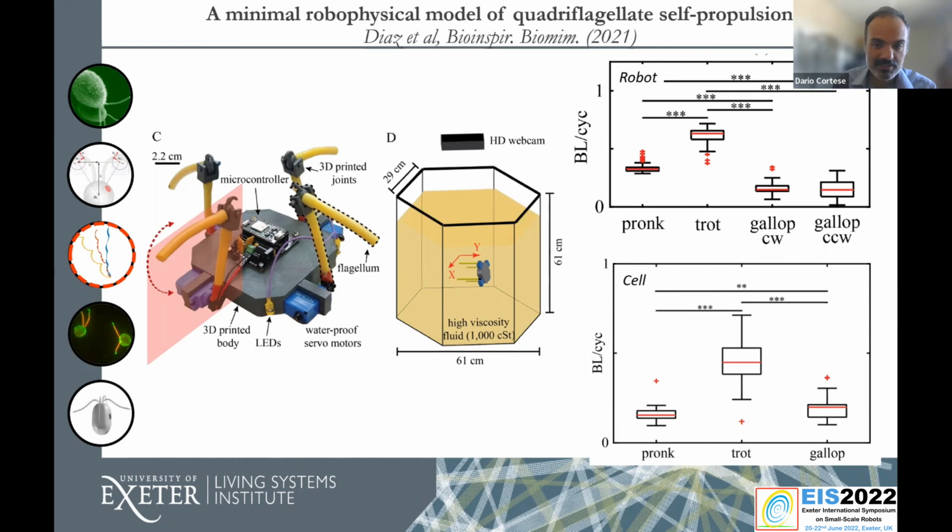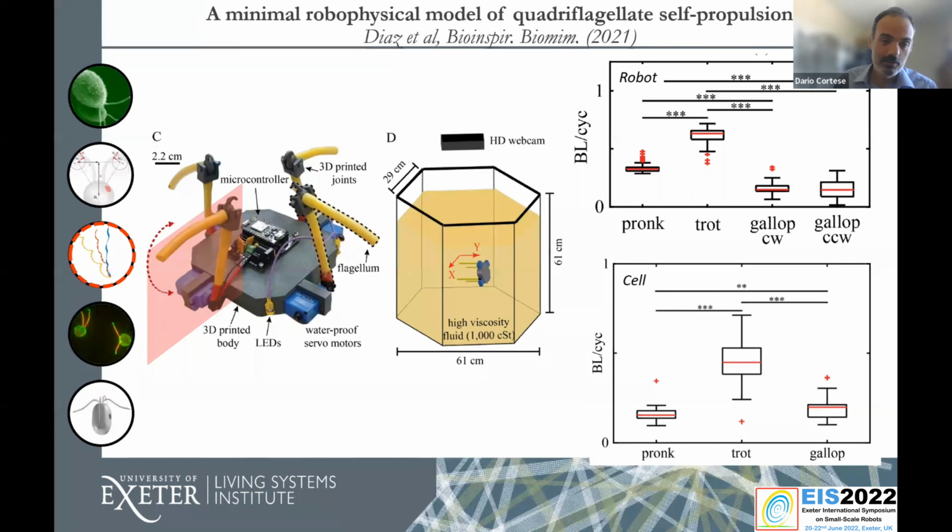And this robot has a scale of a few centimeters. Its flagella are made by 2 rods and 3D printed joints, and powered by servo motors, and the microcontroller in the center is Wi-Fi operated. The comparison that was obtained when this robot was immersed in a high viscosity fluid and let move with different gaits shows that the trot gait is the fastest in the robot, and this confirms what is observed in experimental live cells, which is, again, the trot is the fastest and pronk and gallop come next.